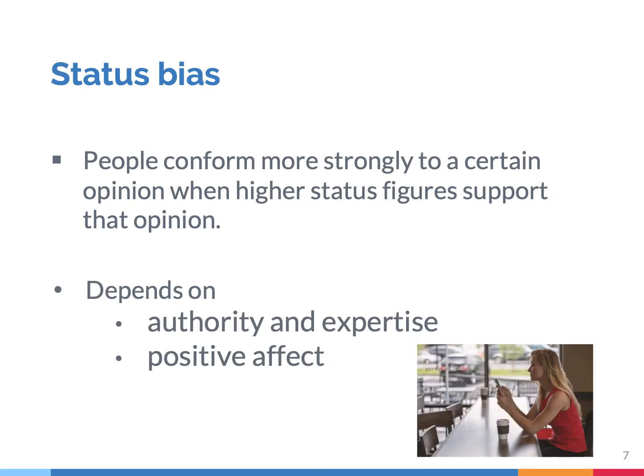Now, conformity also depends on the status of the people who support the opinion. High status persons can be people with a certain authority or an expertise, but also persons you personally like, and more generally, members of the groups to which you belong. So when you follow a celebrity on Instagram and he or she posts his or her opinion online, then you are likely to conform to that opinion, simply because you like that person.